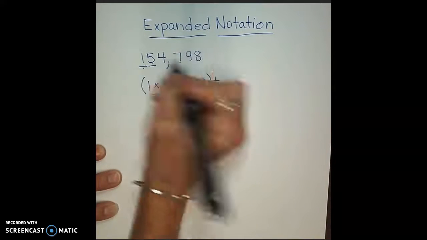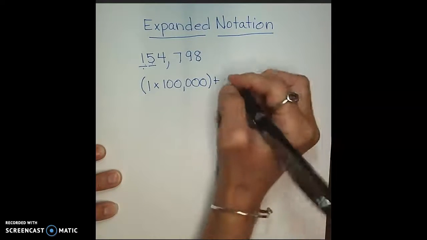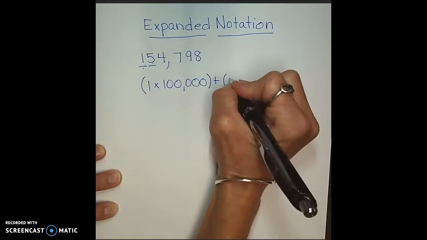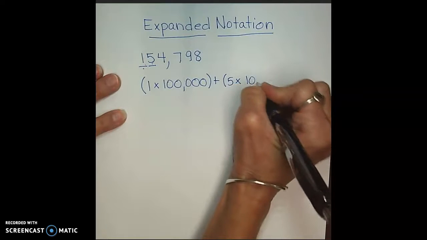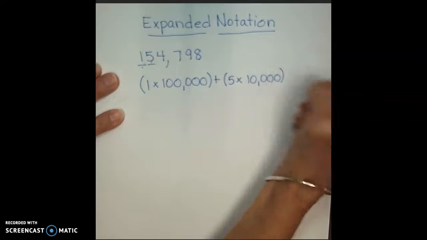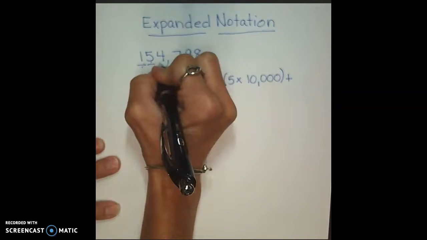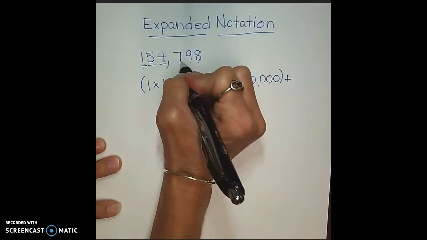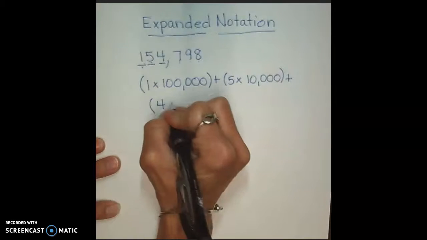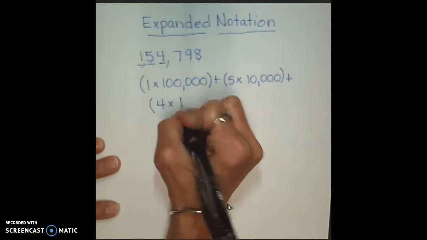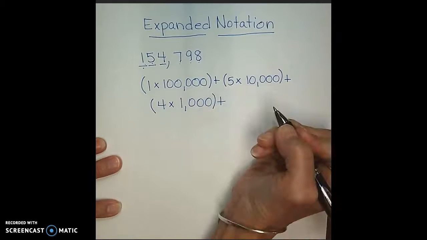Then I go to the next digit, and I go ones, tens, hundreds, thousands, 10,000s. So I draw my parentheses again, and I know that I have 5 groups of 10,000. Then I put my plus sign, and I move to the next digit, and I go ones, tens, hundreds, thousands. I'm going to write below, so I have 4 groups of 1,000. And I close my parentheses, plus sign.